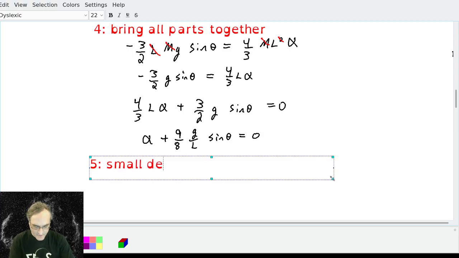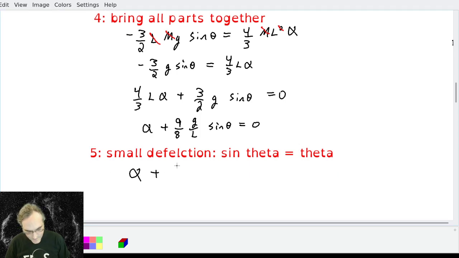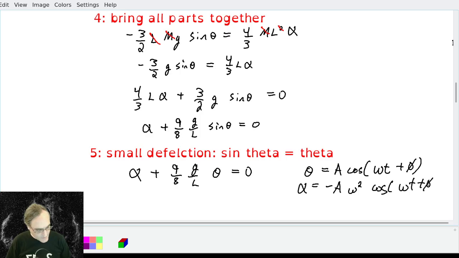So small deflection. Sine theta will be equal to theta. And now it's in pure standard form. So alpha plus 9/8 g over L theta is equal to 0. We can assume our standard solution, a cosine of omega t plus a phase. So that means alpha will look like -a omega squared cosine of omega t plus phase.